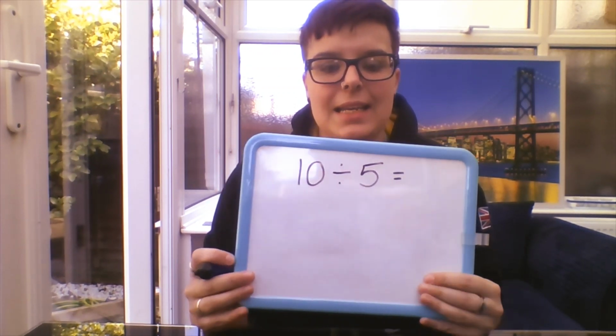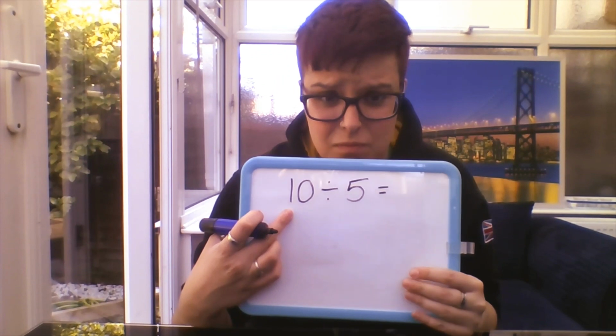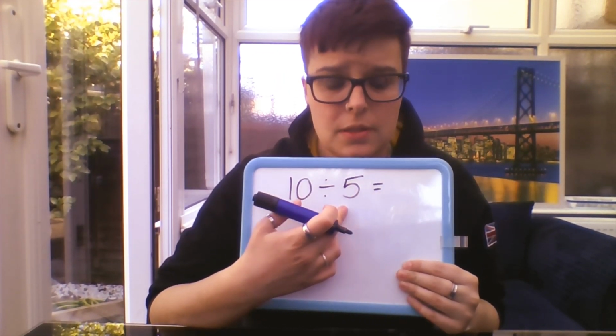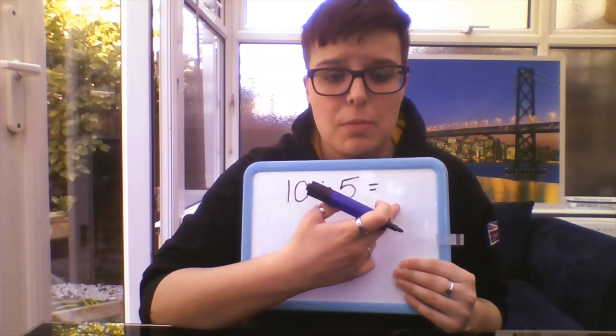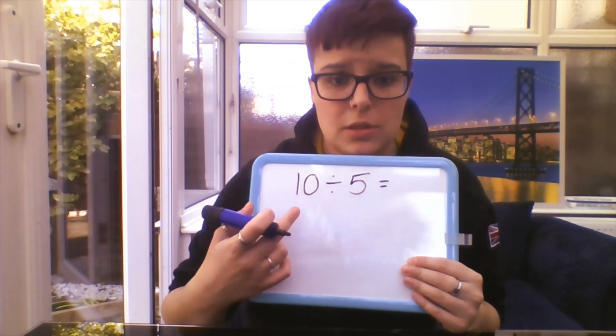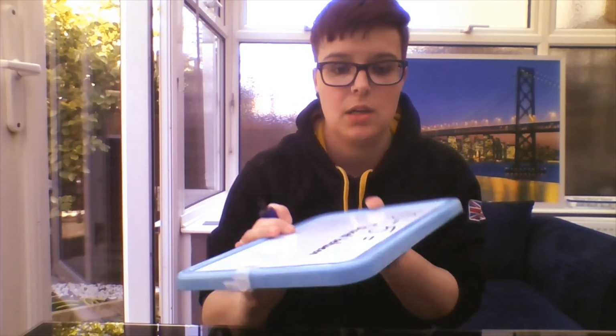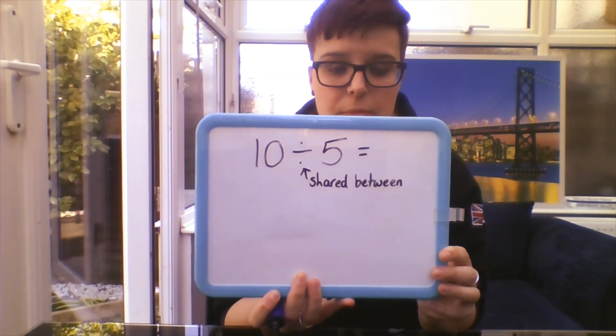Basically, 10 is the number that I am sharing between this many groups. So the second number is always the groups, and then the end number will be how many go in each group. So you've got to think of divide as shared equally between. I'm just going to put shared between, but obviously you have to share it equally if you're using resources. So divide is shared between.